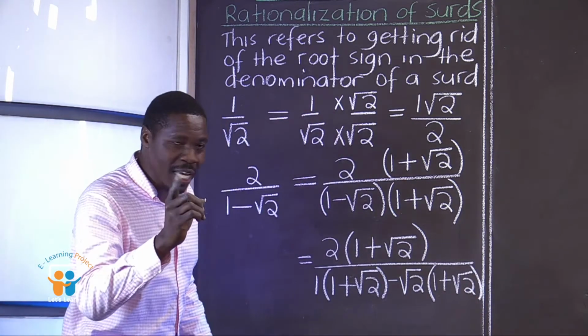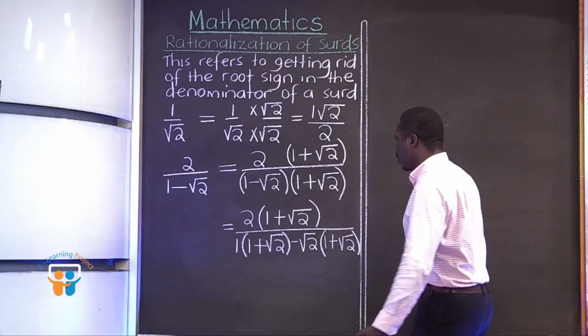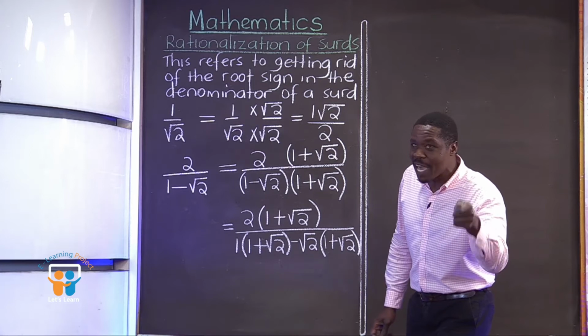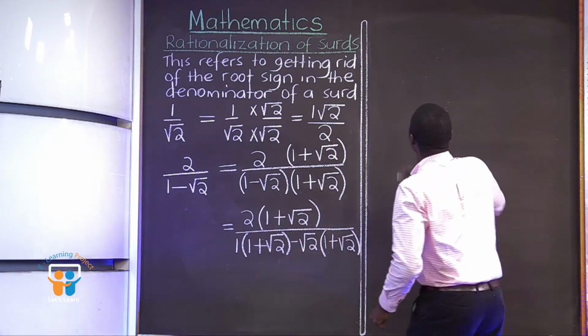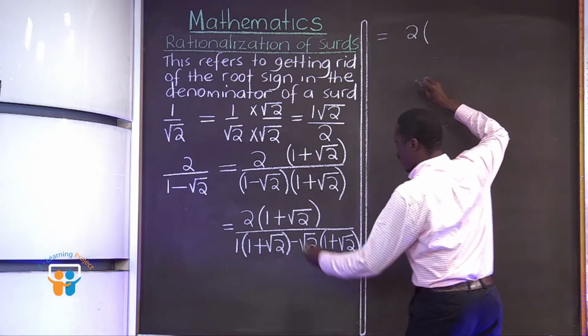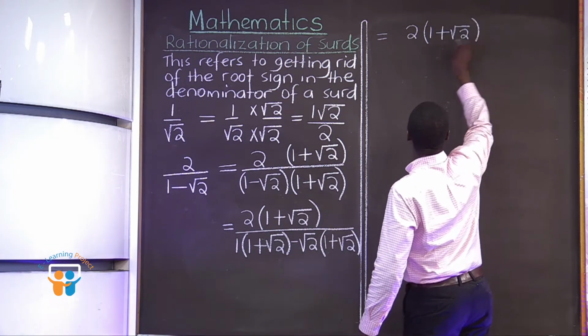We are continuing. Now, how about up? We can also simplify up. We are having a 2, but let's not hurry. We are going to simplify it, but let's first start with down, where it looks a little bit more complicated. This will equal to 2 into 1 plus root 2, all over.